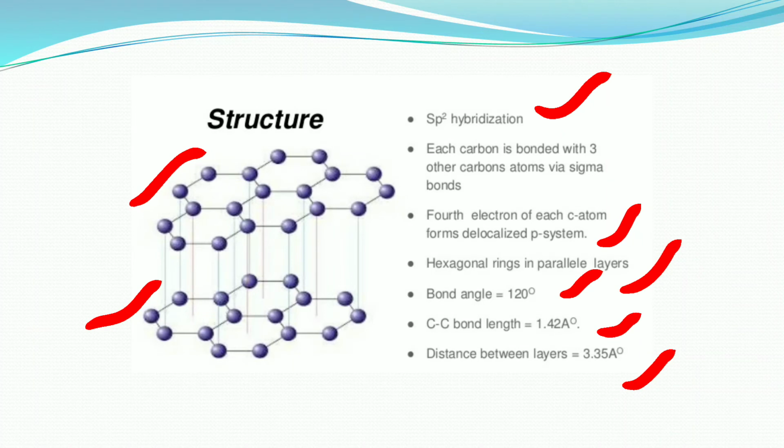It has some space between layers, and that's why graphite is a good conductor of electricity. Let me learn their hybridization. Here this carbon has the electronic configuration 1s2 2s2 2p2.